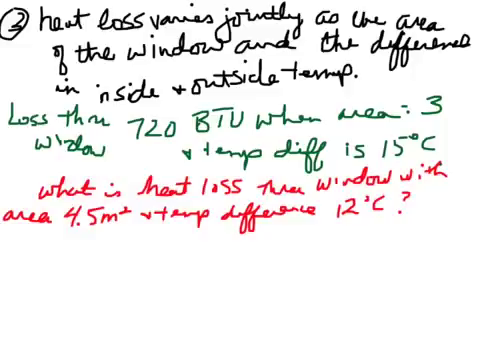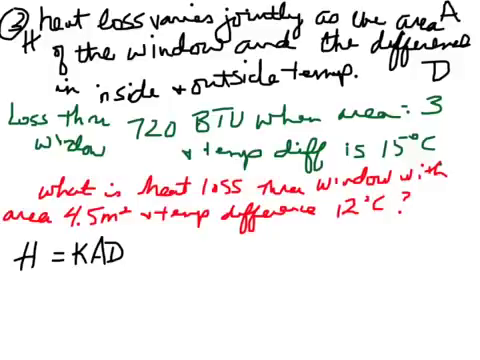All right, I tried to color code this. The black writing will help us write the equation. It says the heat loss, let's call it H for heat loss. So heat loss varies jointly, so right across on the other side, we're going to put the area, and it says it varies jointly as the area of the window and the difference inside and outside temperature. So let's call the area A there, and we'll call the difference capital D.